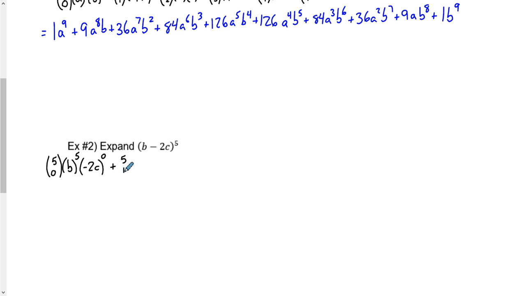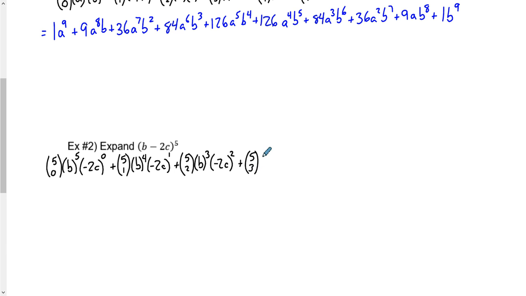The second term, 5C1, b to the power of 4, negative 2c to the power of 1. I'll let you know in this one, we're going to actually have 2 steps because we have to do a bit more work, especially with these exponents. Then we have 5C2, b to the power of 3, negative 2c to the power of 2.